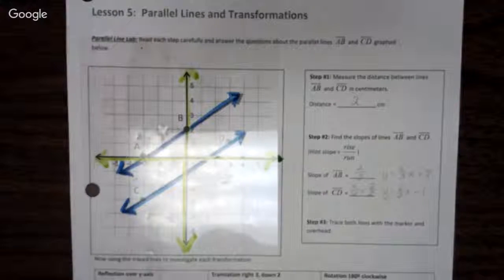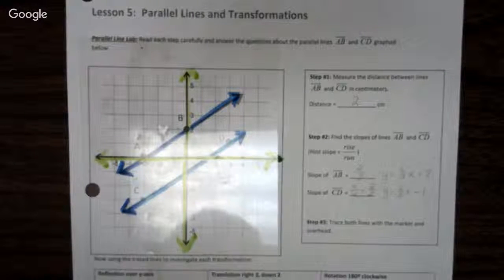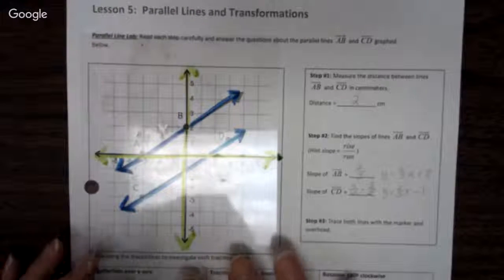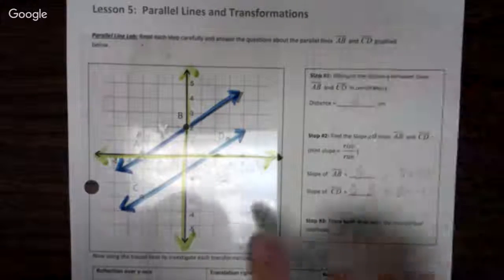Okay, so now we're going to use the traced lines, what we just did, to investigate each transformation. So the transformation at the bottom, let me move this up for you. It says reflect over the y-axis. So this is my y-axis. A reflection is a flip, so I'm going to simply flip my transparency, and that would be considered a reflection. You can still see the blue lines. It says find the distance between lines A and B. So again, we are going to find the distance between the two blue lines, which is still 2 centimeters.